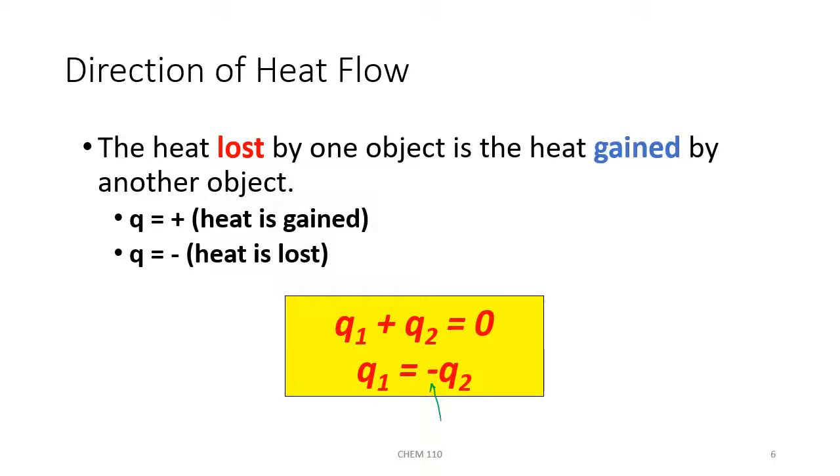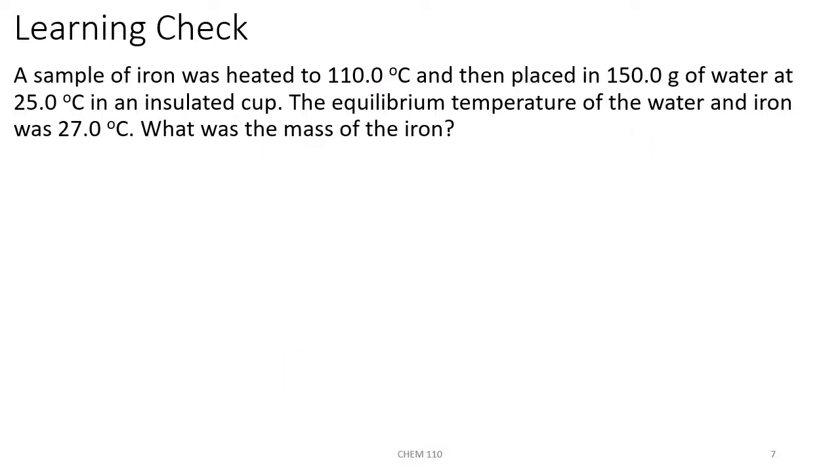This will be our setup for tracking heat flow between two different things. A sample of iron was heated to 110 degrees Celsius and then placed in 150 grams of water at 25 degrees Celsius in an insulated cup. The equilibrium temperature of the water and iron was 25 degrees Celsius. What was the mass of the iron?